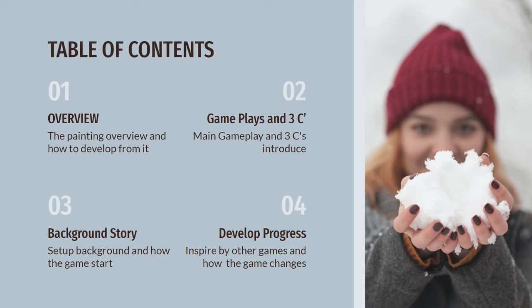So my game name is chionophobia. I'm going to talk about this game in four steps: the painting overview and how I developed from it, the gameplay and 3Cs, the main gameplay and the 3Cs introduced, and then the background story, the setup, how the game started and developed, what other games inspired it, and how the game changed.